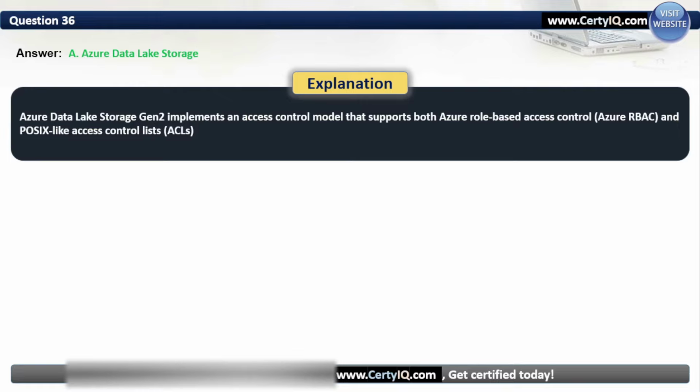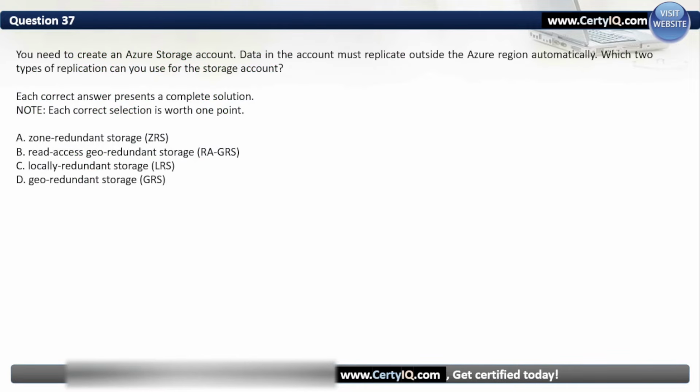Azure Data Lake Storage Gen2 implements an access control model that supports both Azure role-based access control and POSIX-like access control lists. Question 37. You need to create an Azure storage account. Data in the account must replicate outside the Azure region automatically. Which two types of replication can you use for the storage account? Each correct answer presents a complete solution. Note, each correct selection is worth 1 point.